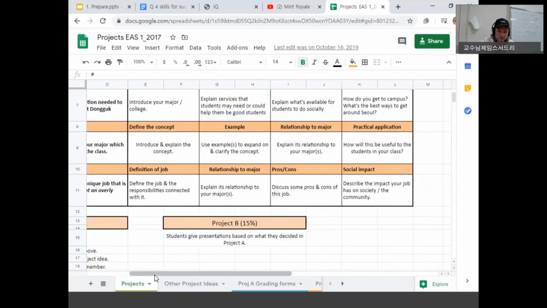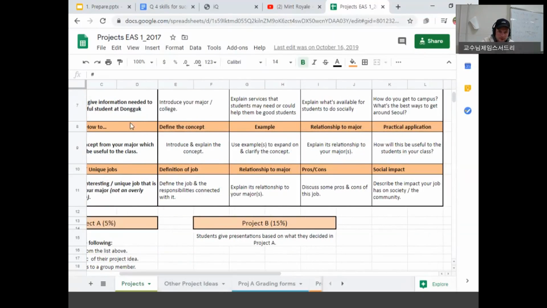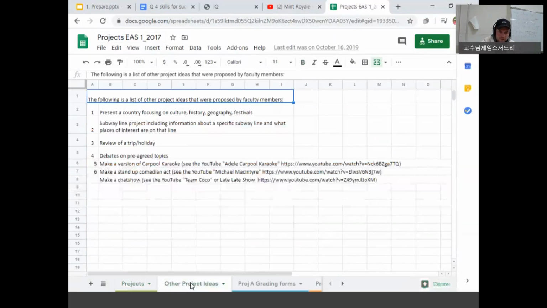So the other thing about this is that if you go to this particular Excel file, you can see there are also on the second tab, there's a number of different other choices you could choose. Present a country focusing on culture, history, geography, and festivals. A subway line project including information about specific subway lines and what places of interest are on that line. Review a trip or holiday, debate on pre-agreed topics, make a version of carpool karaoke, make a stand-up comedian act, or make a chat show. So these last 3 are a bit more fun.